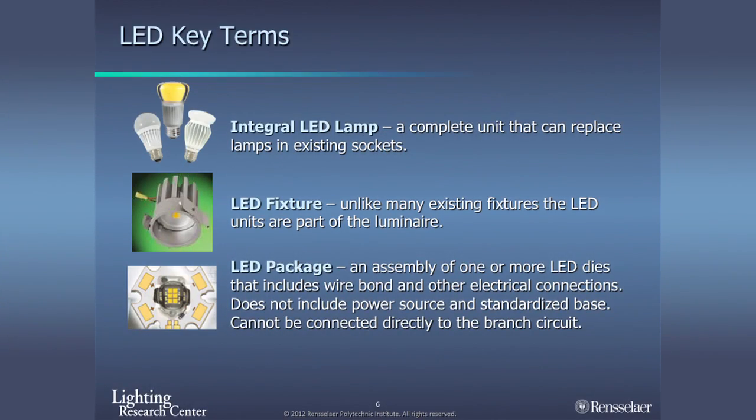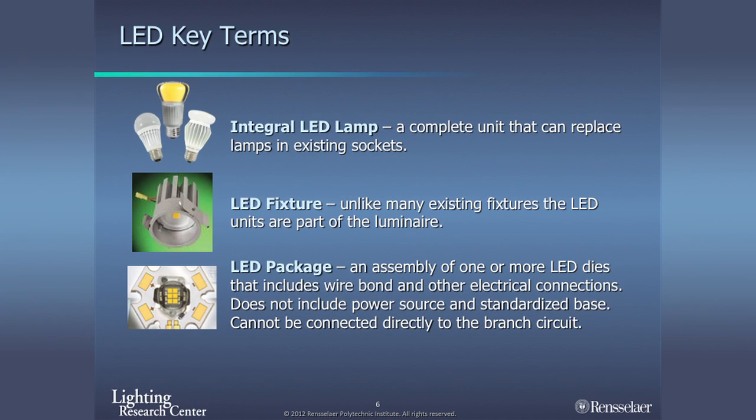So first of all, let's start slow. Some key terms. It's a little confusing because these are kind of new. This one you should all understand. An integral LED lamp is much like a compact fluorescent lamp. It has the LEDs, the phosphor, the electrical components, the driver, which is analogous to a ballast, all contained right in that. You screw it in and it replaces your incandescent lamp that you can no longer purchase.